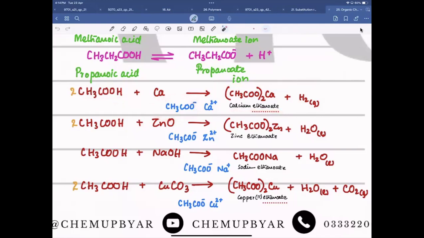In the same way, when ethanoic acid reacts with zinc oxide, here the reaction is between an acid and a metal oxide. So we are going to get a salt and water.